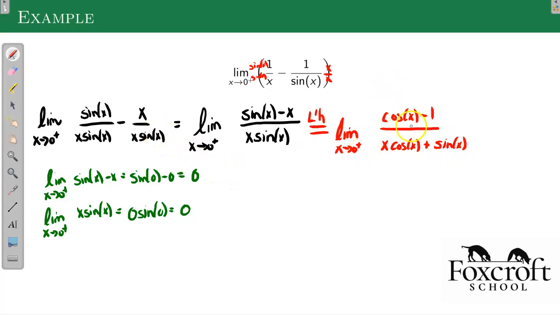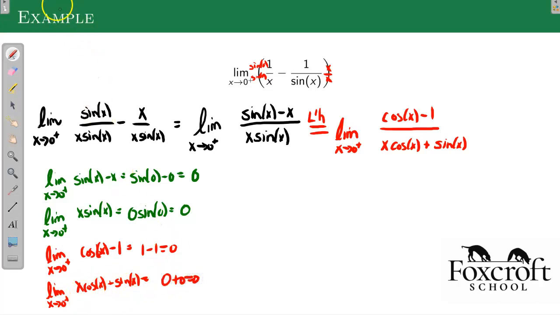Now I try to plug in 0 again. Cosine of 0 is 1, so it looks like this might be another L'Hopital's rule. On the bottom we have x cosine x plus sine of x. See, plug in 0, this becomes 0, sine of 0 is 0, I also get 0. So it is another L'Hopital's rule.